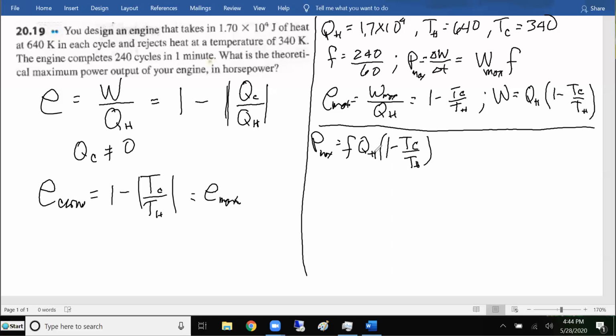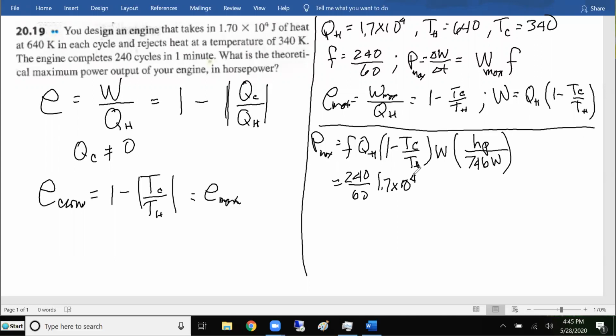They want it in horsepower for whatever reason, so we will change from watts to horsepower. So this many watts, and I've looked this up, there are 746 watts in 1 horsepower. And now that's everything. Let's put in the numbers we have. For F, that's 240 over 60. For Q, that's 1.7 times 10 to the 4.